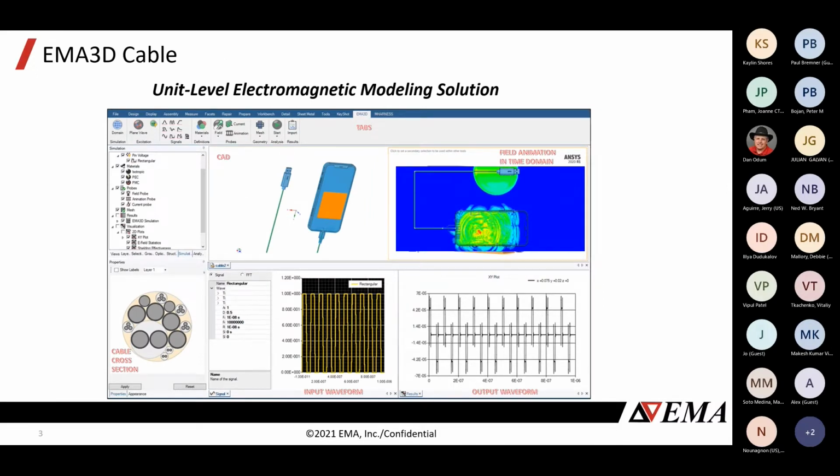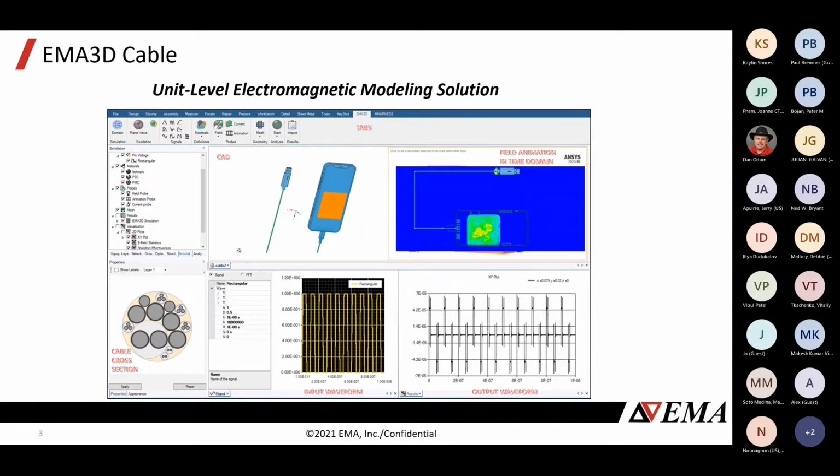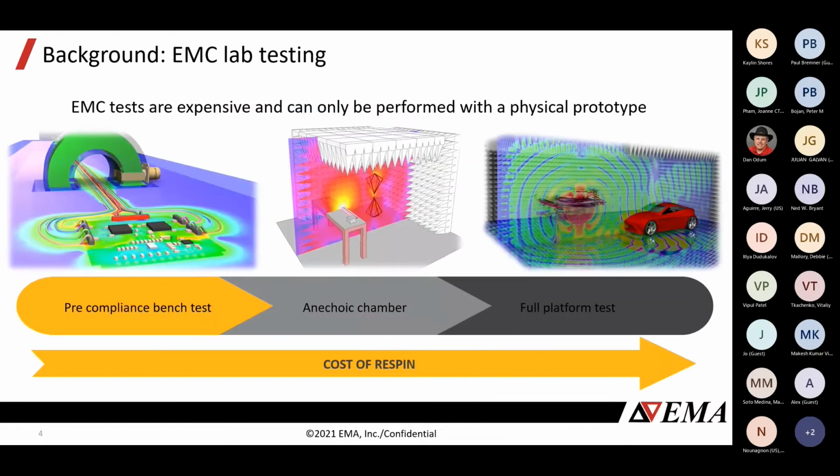The product we have been talking about today is Ansys EMA3D Cable. This product is available through Ansys and its channel partners. It's a device or unit level electromagnetic modeling solution. It has the ability to import the CAD, prepare the mesh, run the simulation, and analyze the results all within the product. You'll never have to leave the user interface of EMA3D Cable.